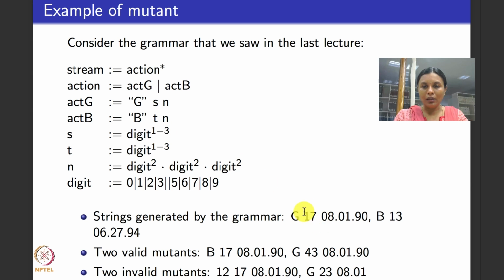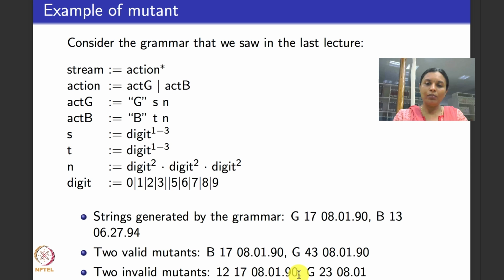And here the digit that was picked up was 1 and 7, and it was 2 digits long. Instead of picking up 1 and 7, I pick up 4 and 3. So from this, I get this valid mutant. Here are examples of two invalid mutants from the string.